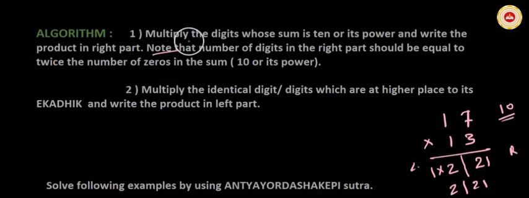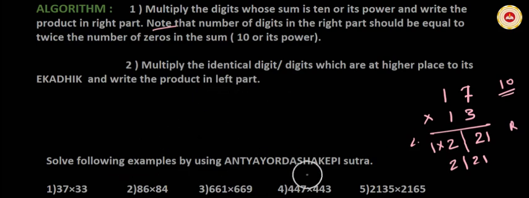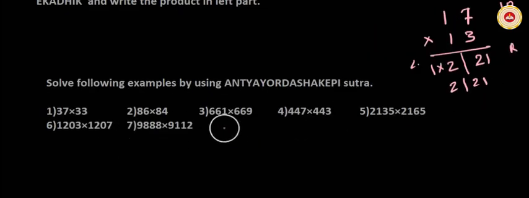Step number 1 is to multiply the digits whose sum is 10 or its power and write the product in the right part. Note that the number of digits in the right part should be equal to twice the number of zeros in the sum, that means 10 or its power. Step number 2 is to multiply the identical digit or digits which are at the higher place by its ekadhik and write the product in the left part. So friends, let us solve these 7 examples.